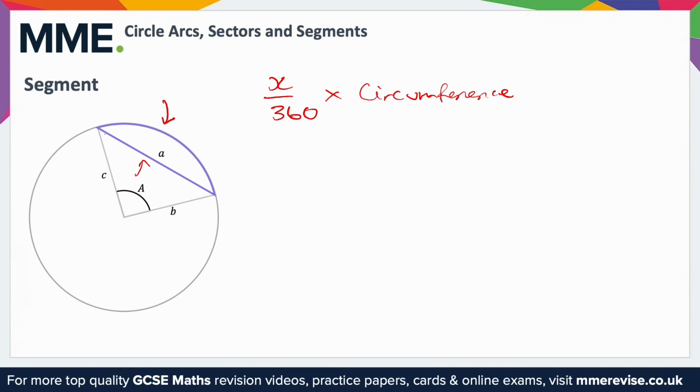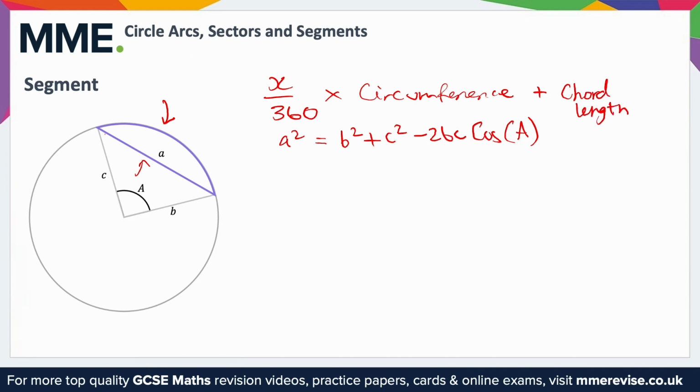So this is what we call a chord, and you'll need the chord length. You might be given it. If you're not given it, you could use the cosine rule and work it out. So you'll get a squared equals b squared plus c squared minus 2bc cos of the angle A. So it's x over 360 times the circumference plus the chord length. Again, you may be given that at times, or you may be expected to find it.